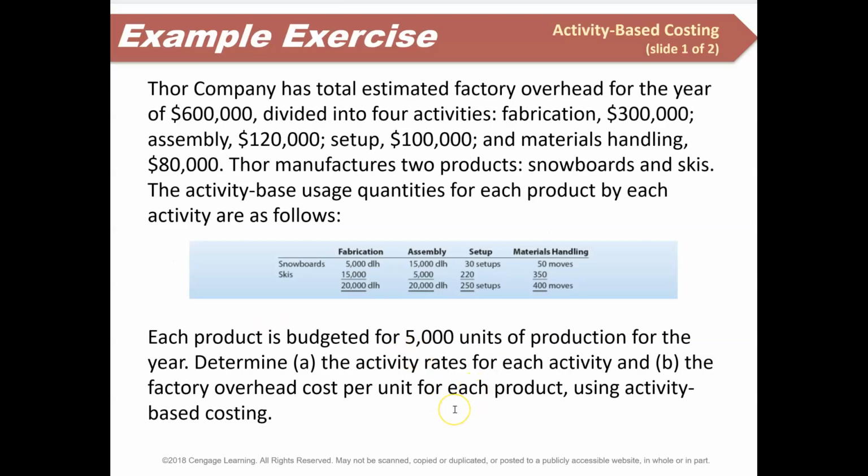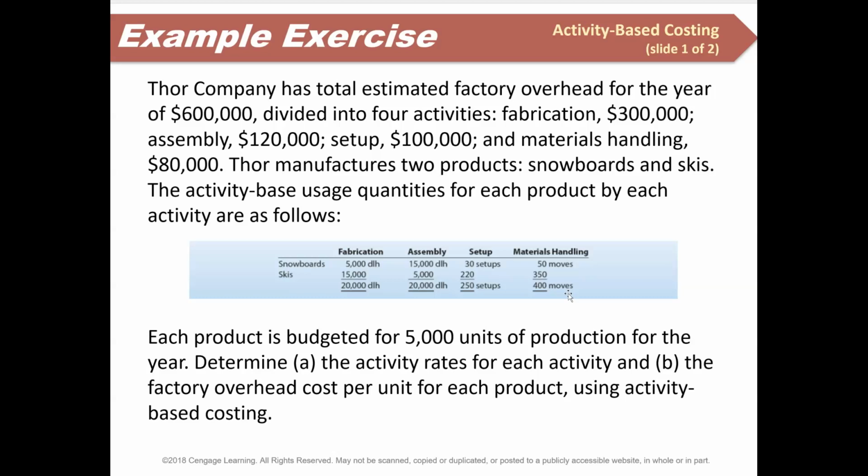Now this is another company. They've got estimated overhead per year of $600,000 divided into four things: fabrication, assembly, setup, and materials handling. For fabrication, the total is going to be 20,000 direct labor hours. Remember, it's divided up between snowboards and skis. 20,000 for assembly. We've got 250 setups, and materials moving is expensive. Believe it or not, it uses up a lot of resources and a lot of time. So materials handling would be 400 moves.